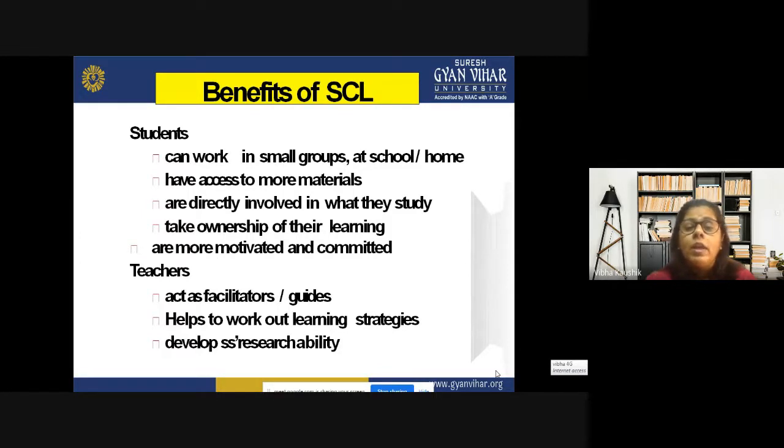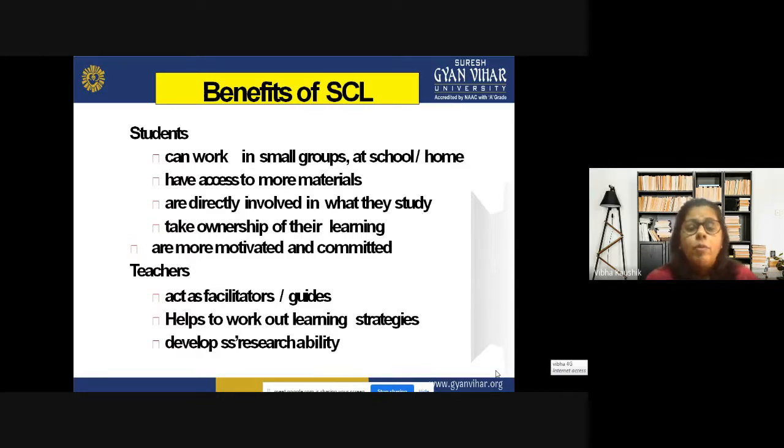Students are directly involved in what they study. They are directly involved in the teaching learning process, as they are not passive listeners. They take ownership of their own learning. They are motivated and committed to complete that task or activity in the prescribed time.